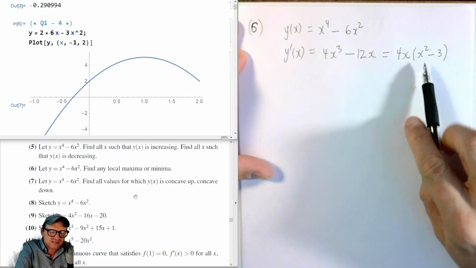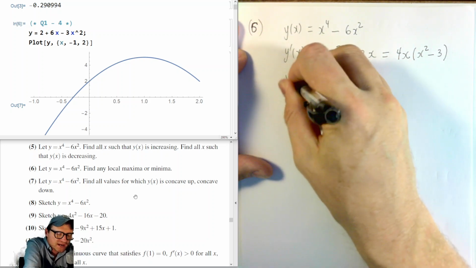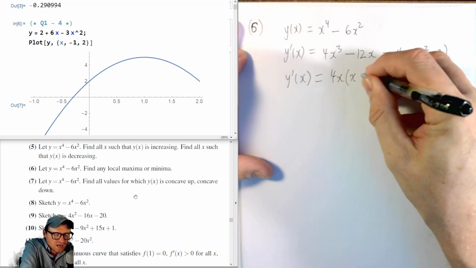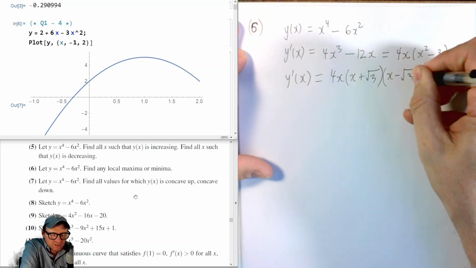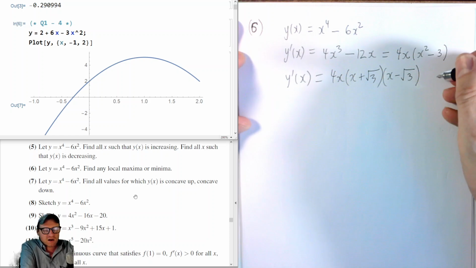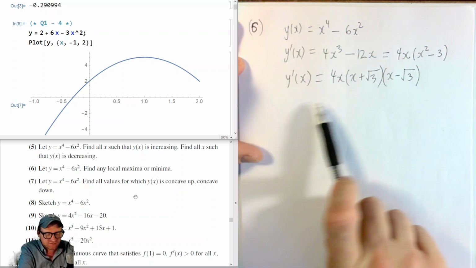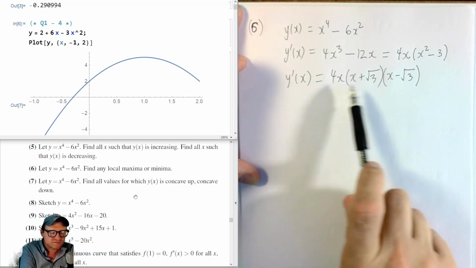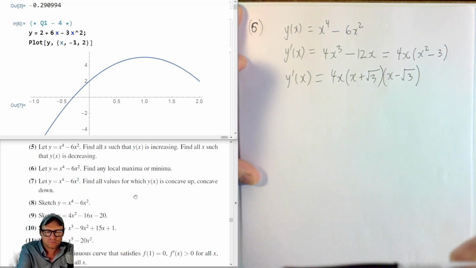All right, but I can factorize this even more because this is a difference of 2 squares. Okay, and so let's write y dash of x is equal to 4x times x plus the square root of 3 times x minus the square root of 3. All right, and so now what we have is a fully factorized form of the first derivative, which tells us by the roots of these 3 linear factors where we have a horizontal tangent or a turning point.